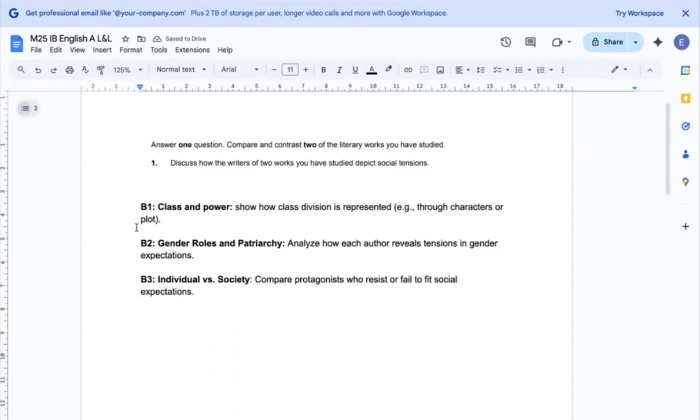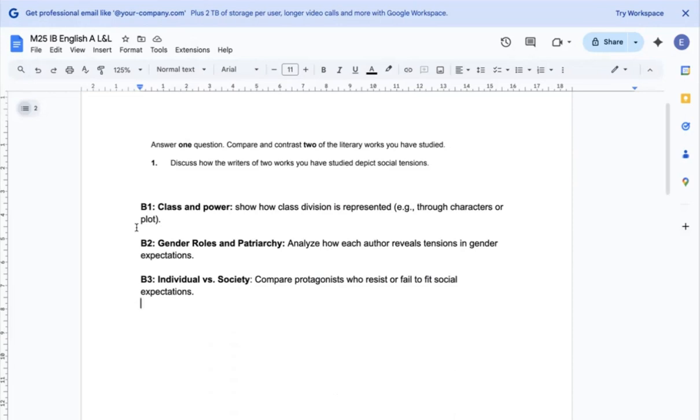So in body 1, you can talk about one type of social tension, which is from class and power. So you show how social class division is presented, especially through characters or plot. And in body 2, you can talk about one other type of social tension, which is about gender roles and patriarchy. So in here, you analyze how each author reveals tension in gender expectations.